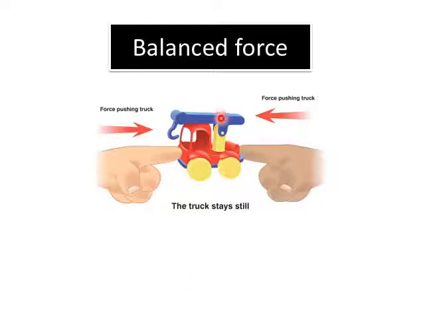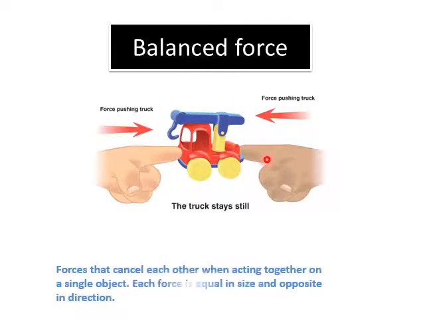So as I said, this will be a balanced force because there is a force pushing the truck and there is another force pushing the truck in the opposite direction, both with the same force, and that's why the truck will stay still. So balanced forces cancel each other because they are equal. When acting together on a single object, each force is equal in size but opposite in direction, which means that they are both equally strong, but this force is pushed to the right and this one is pushed to the left. So they are equal in size, they have the same amount of force, but in opposite directions.